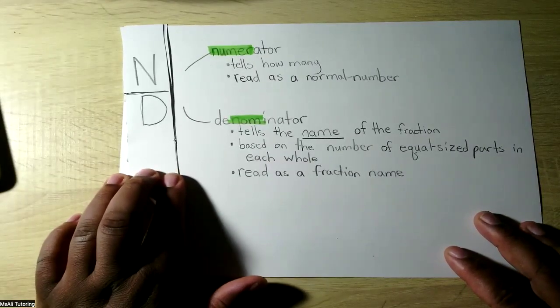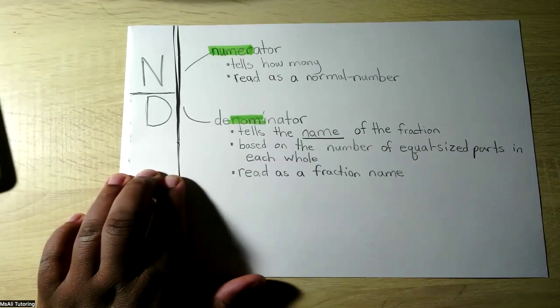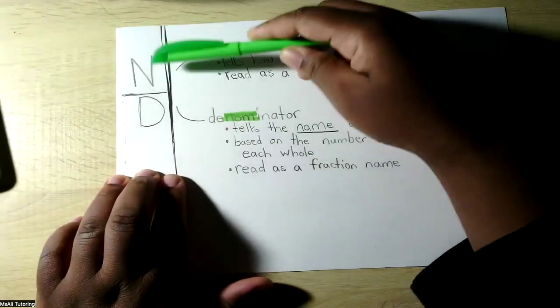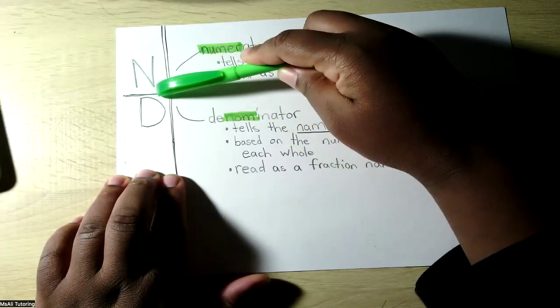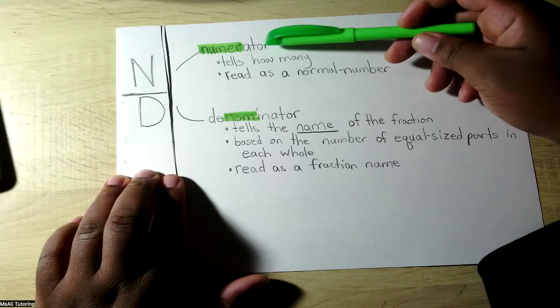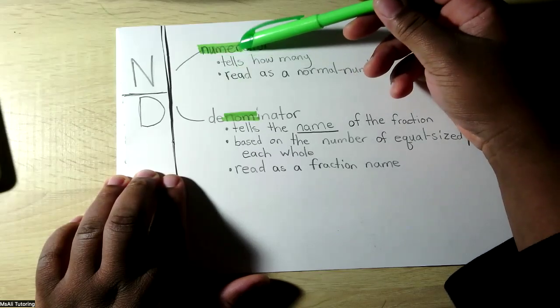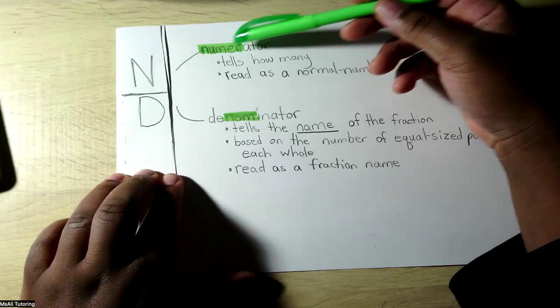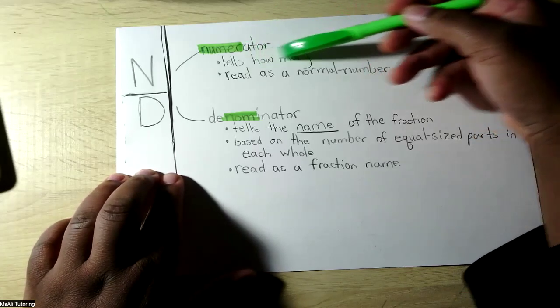In this video, we're gonna briefly talk about the parts of a fraction. The parts of a fraction are the numerator, a fraction bar, and the denominator. The numerator has the base word numer from Latin, numer meaning number, and so our numerator tells how many.